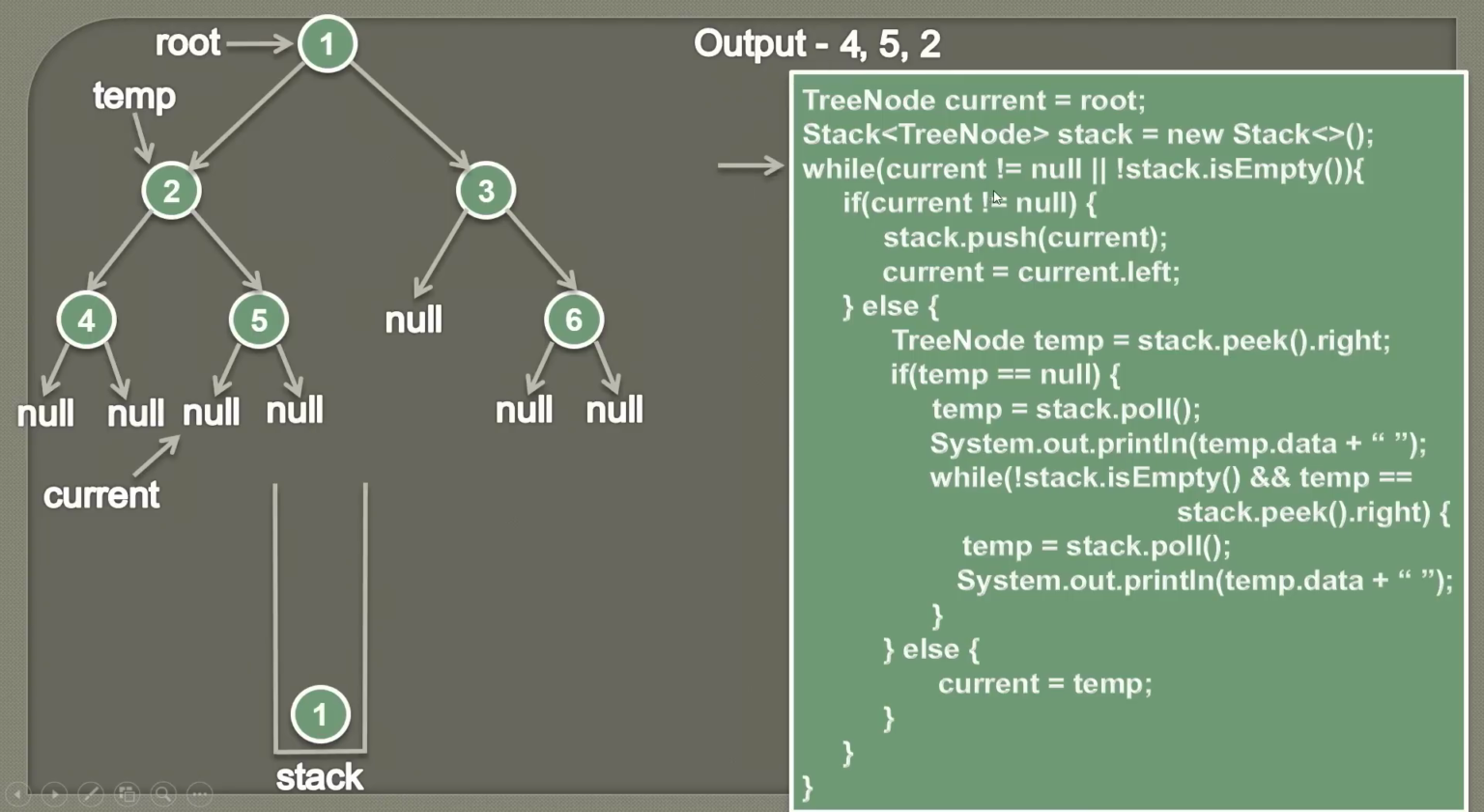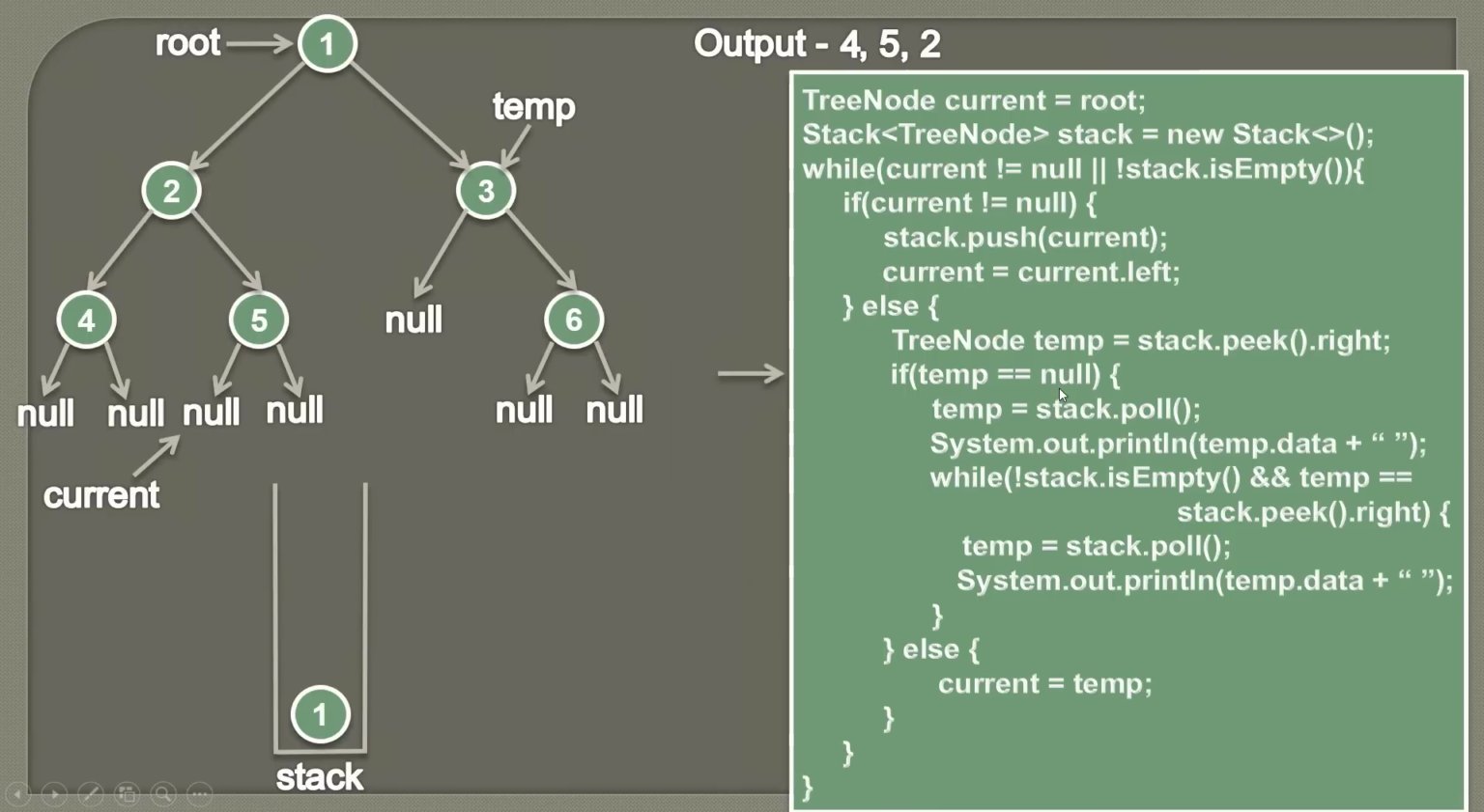So our execution point reaches this while loop, where here you can see current is equal to null, but the stack is not empty. So here current is equal to null. So this condition comes out to be false. In the else part, we will assign stack.peek.right value to temp. So stack.peek is 1 and its right is node 3. So temp will now point to node 3. Moving ahead, we check whether temp is equal to null or not. So temp is not equal to null. So this condition comes out to be false.